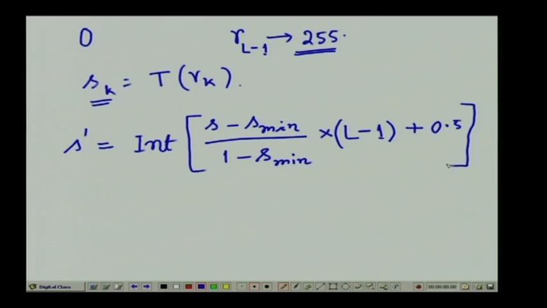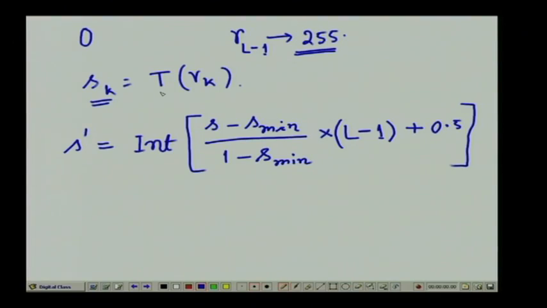So, whatever value of s we get by the transformation s_k equal to T(r_k), that value has to be scaled by this function to give an intensity level in the processed image which varies from 0 to the maximum level, that is 0 to capital L minus 1, and in our case this will be equal to 255. Now, let us take an example to illustrate this.